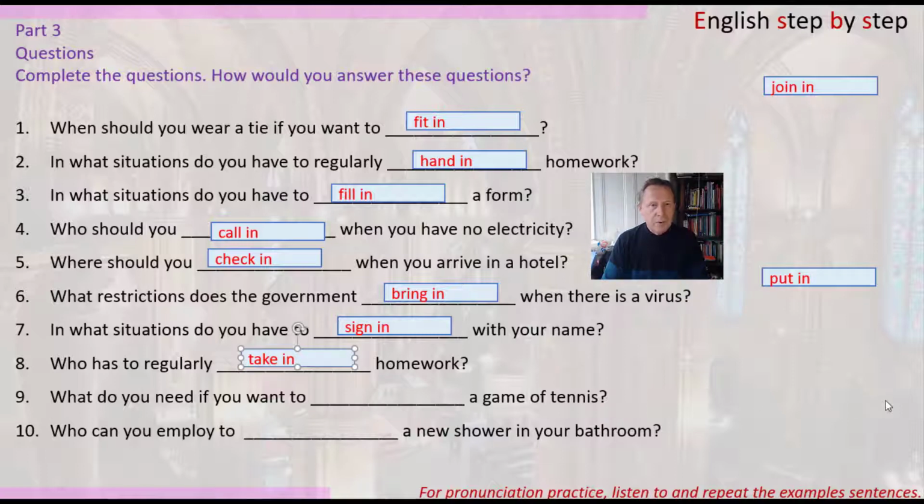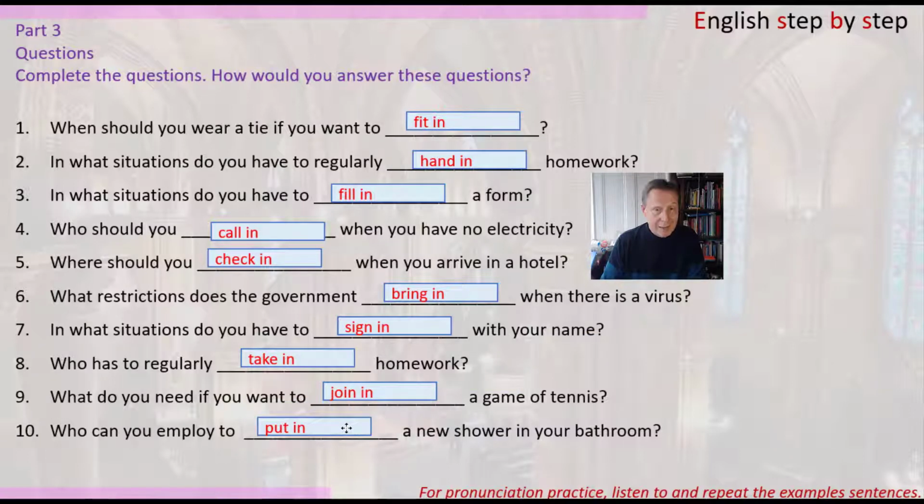Number 9, what do you need if you want to something a game of tennis? Well, if it's a game, then you can join in. Number 10, who can you employ to something a new shower in your bathroom? Well, in this case, put in. That means install. So there you have 10 questions.